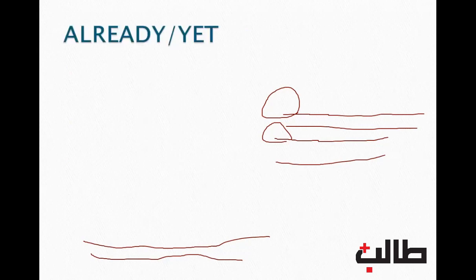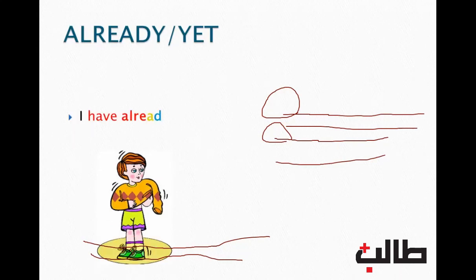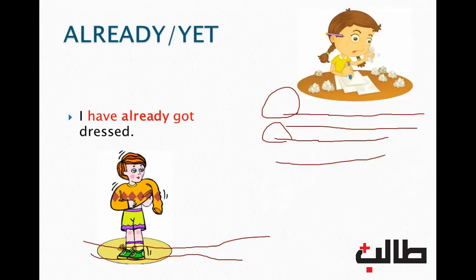Already and yet. We have 2 words here, already and yet. What is the difference between them? I'll tell you now. I have already got dressed. Have here means that I did the action and finished. I have already got dressed. So already comes in positive sentences, not negative ones.